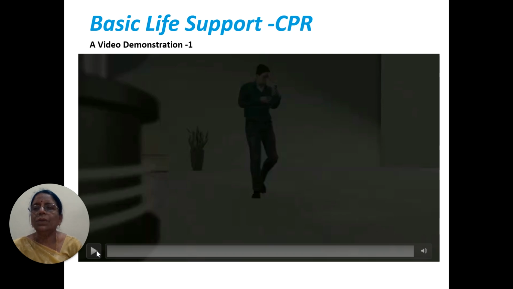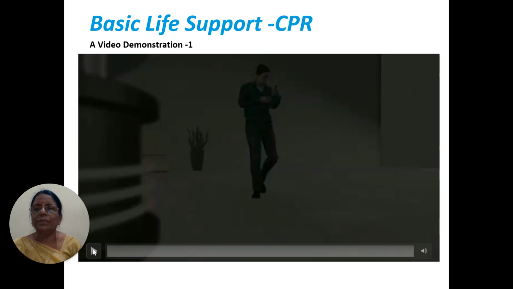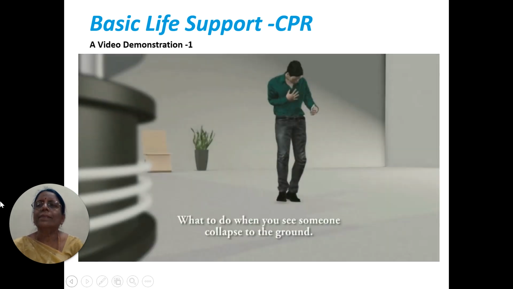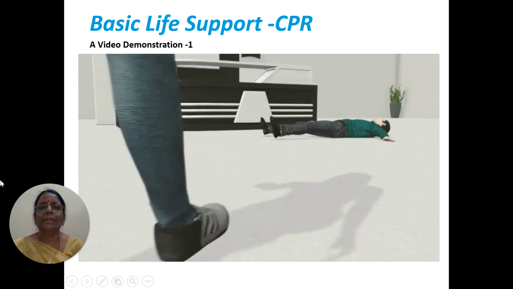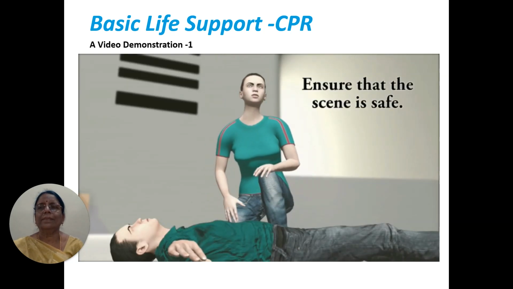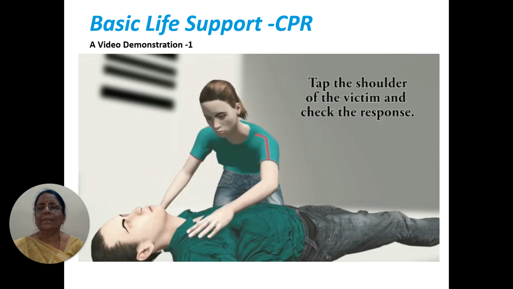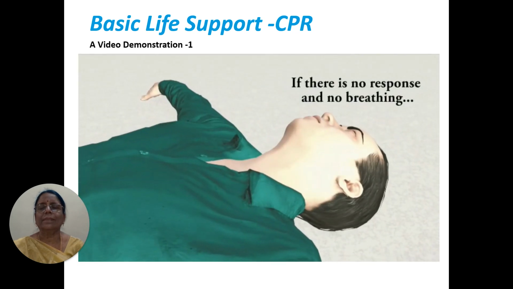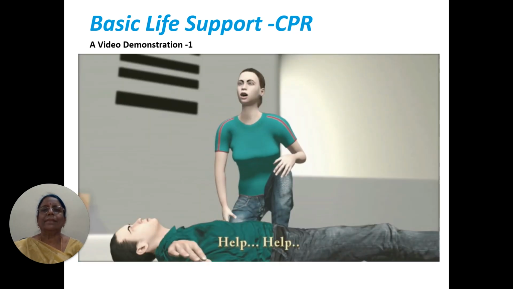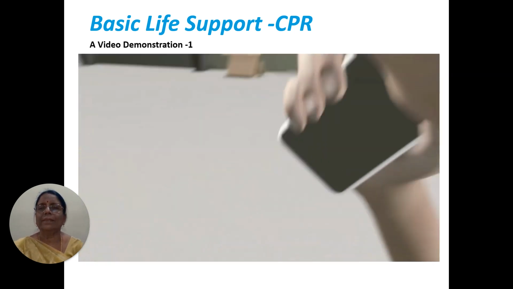For your understanding, I will recap the video again. What to do when you see someone collapse to the ground. Ensure that the scene is safe. Tap the shoulder of the victim and check the response. If there is no response and no breathing, call for help. Activate the local emergency medical system and ambulance.